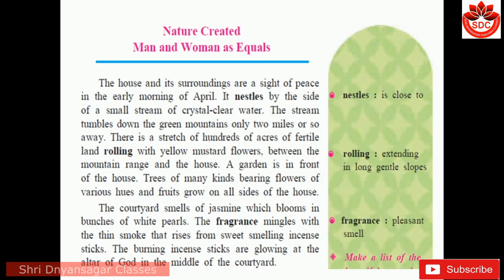Green mountains, only two miles or so away. There is a stretch of hundreds of acres of fertile land, rolling with yellow mustard flowers. Between the mountain range and the house, a garden is in front of the house. Rolling means here extending in long gentle slopes.